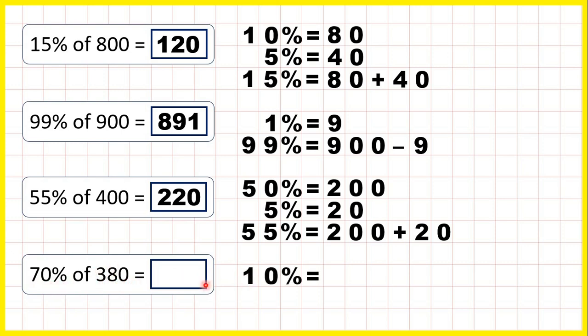Now let's find 70% of 380. To find 10%, we can divide by 10. 380 divided by 10 is 38. But that's 10%, and we want to find 70%.